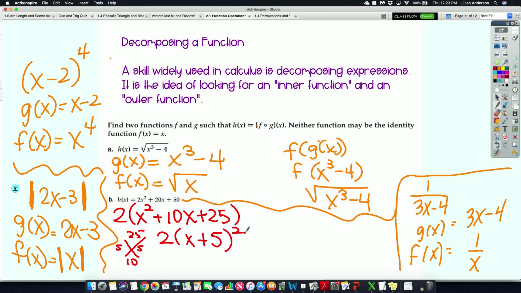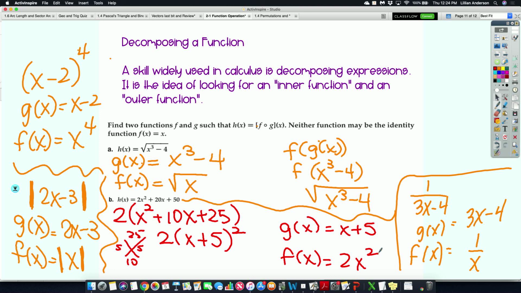Now that it's fully factored, can you see the inside function and outside function? What's my inside function? X plus 5. What's my outside? 2x squared. Beautiful. Because you have the 2 there, I had to replace that x with an x plus 5 and then the square.